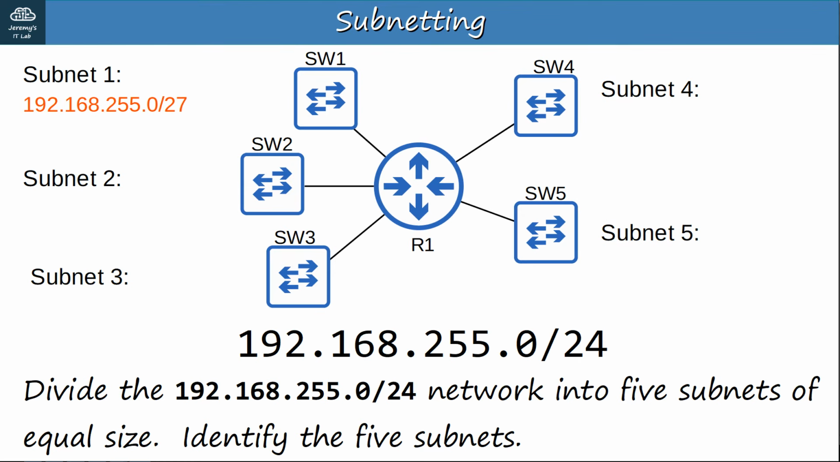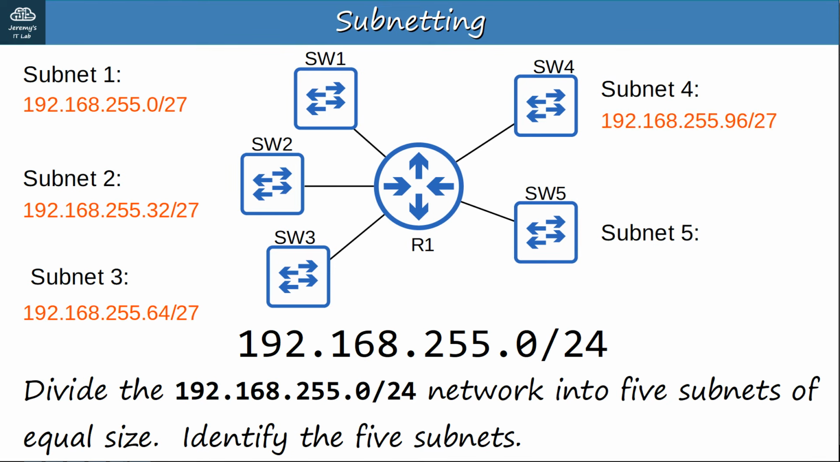As I said before, subnet 1 is 192.168.255.0/27. Add 32, and we get subnet 2, which is 192.168.255.32/27. Add 32 again, and we get subnet 3, 192.168.255.64/27. Subnet 4 is 192.168.255.96/27, and subnet 5 is 192.168.255.128/27. Okay, we made up 5 subnets, as our requirements were to divide the network into 5 subnets.